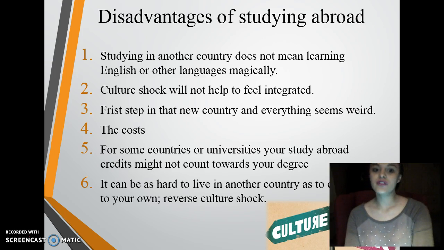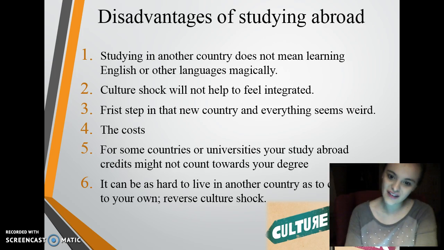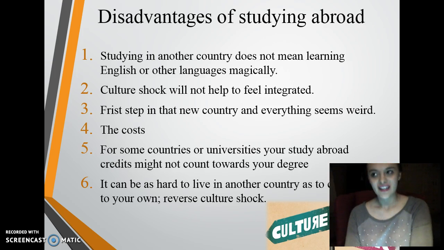Number 5, for some countries or universities, your study abroad credits might not count towards your degree. This happened to me when I was in high school. I had to go 2 years back to finish my high school. So that's another disadvantage.